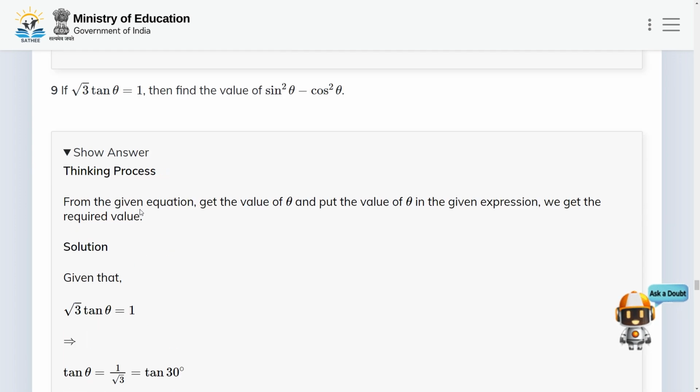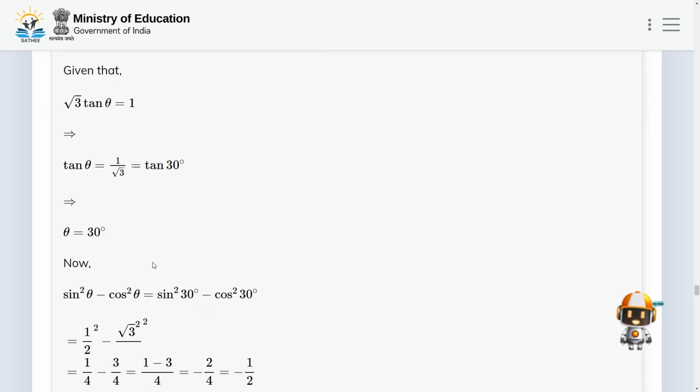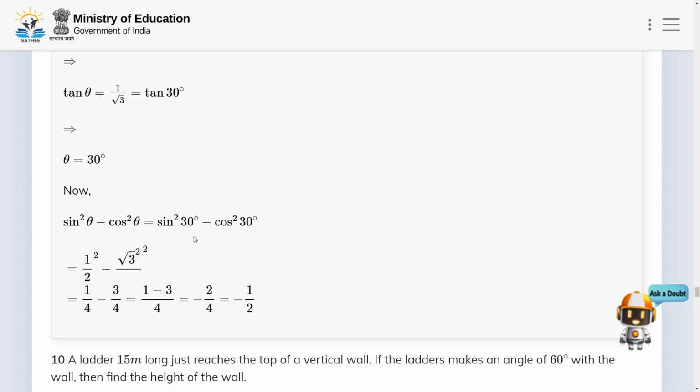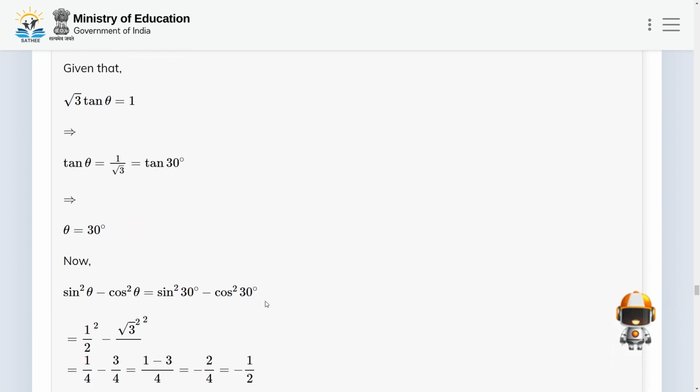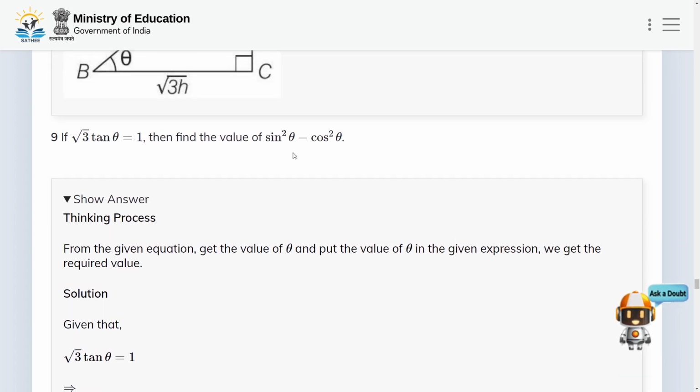So now sin square theta minus cos square theta is equal to sin square 30 degree minus cos square 30 degree, and we know the value of sin 30 degree is equal to 1 by 2 and cos 30 degree is equal to root 3 by 2. So this is equal to (1 by 2) square minus (root 3 by 2) whole square, that is equal to 1 by 4 minus 3 by 4, that is equal to (1 minus 3) by 4, and this is equal to minus 2 by 4, which is equal to minus 1 by 2. So therefore the value of sin square theta minus cos square theta is equal to minus 1 by 2.